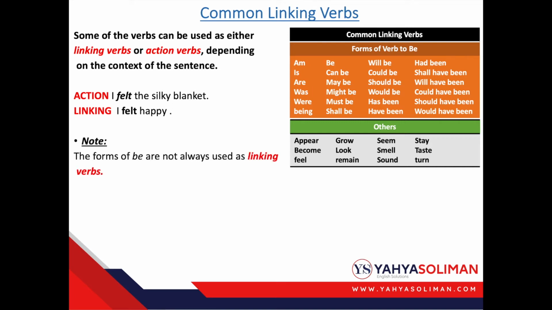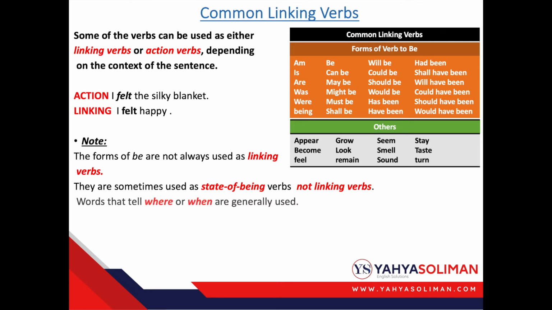Note that the forms of verb to be are not always used as linking verbs. This is a very important note. They are sometimes used as a state of being verbs, not linking verbs. Words that tell where or when are generally used in this case. For example, you should have been here yesterday. Here we have here and yesterday.